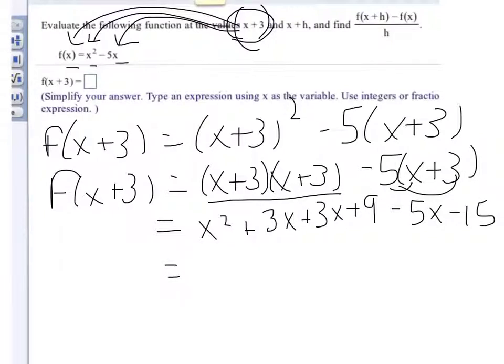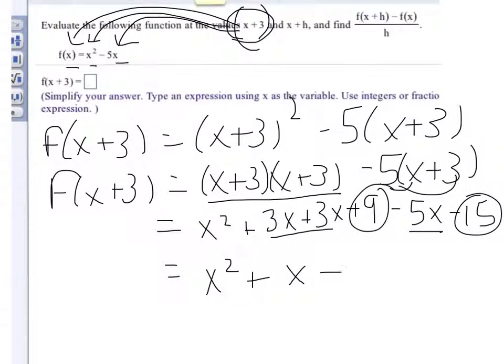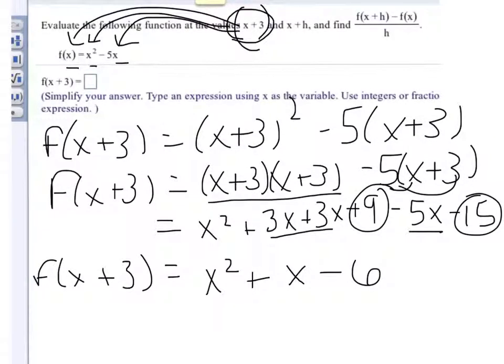Then combining the like terms, let's see, that would be 6x minus 5x is 1x. And the 9 minus the 15 is minus 6. So I think simplified out, f of x plus 3 is going to be equal to x squared plus x minus 6.